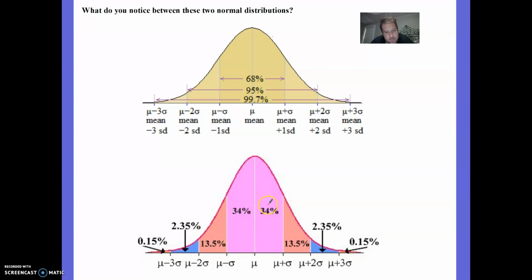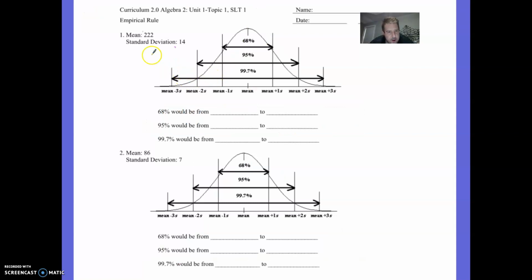If you add that up, that means that 68% of the data is within 1 standard deviation, either above or below. 95% of the data is within 2 standard deviations, and 99.7%, almost all of the data, is within 3 standard deviations. All right, so when you're given a question like this, the first thing you're given is the mean and the standard deviation. We're being told what they are, so I'm going to put those numbers down here.